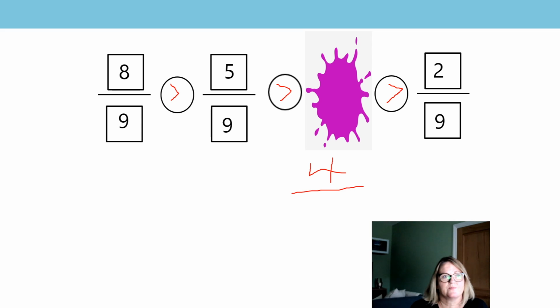It's hard to write with this pen. 4/9. Let's just see, 8/9 is greater than 5/9, which is greater than 4/9, which is greater than 2/9. Could be, couldn't it? Have we got any other fraction? Is that the one you wrote? Or did you do something else? Did you say it could be 3/9?